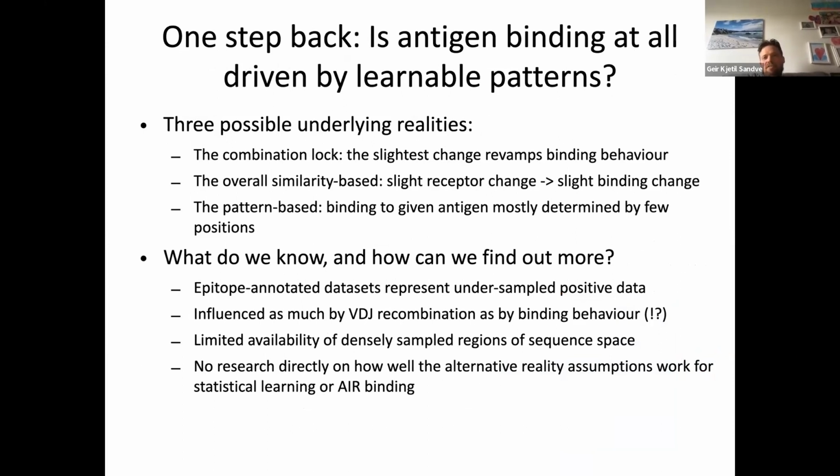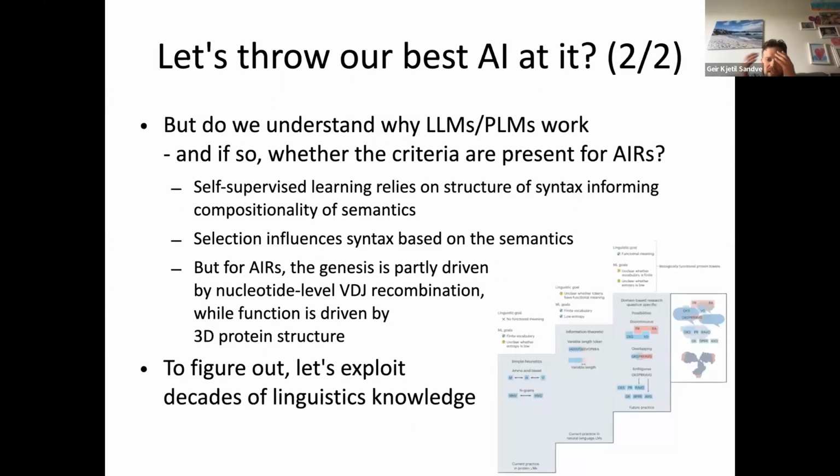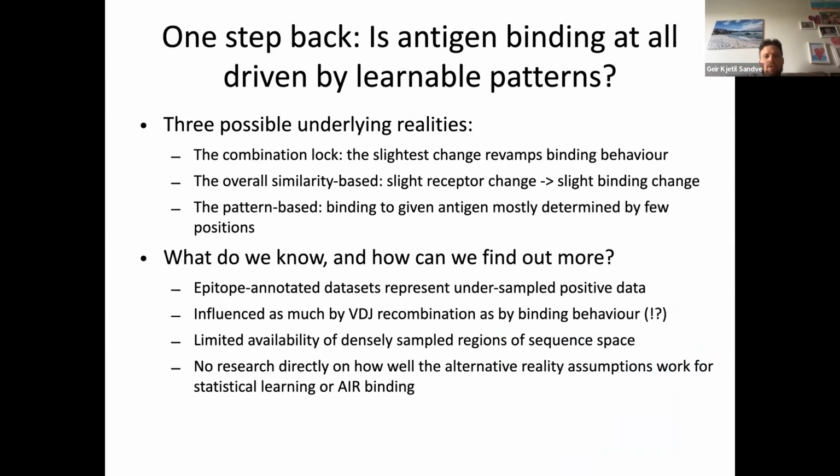So then I wanted to take one step back, because this is very complex with these large language models. I think they are very useful. I think we should also try to understand more about what's happening. We apply the best technology that's out there. There's enormous capacity, and a lot of things work well. But at the same time, it's also useful to take some steps back and look at the very simplest possible components. So is antibody-antigen or immune receptor-antigen binding at all driven by learnable patterns?